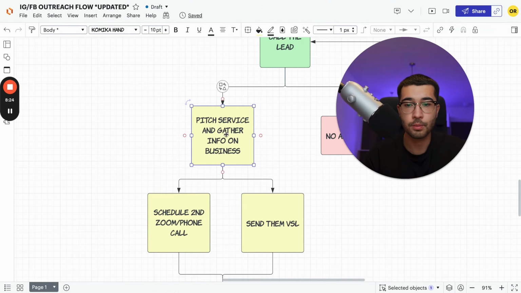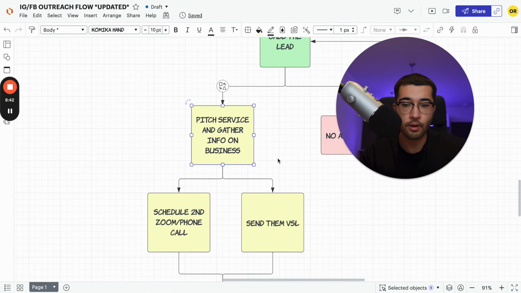And then from there, you pitch them the service, and then you gather information on their business. How long have you been active for? How many jobs do you typically take per month? Do you work during the winter? What is the next goal for you? How many more appointments could you handle? Just the generic sort of questioning to get them to be interested in working with you.